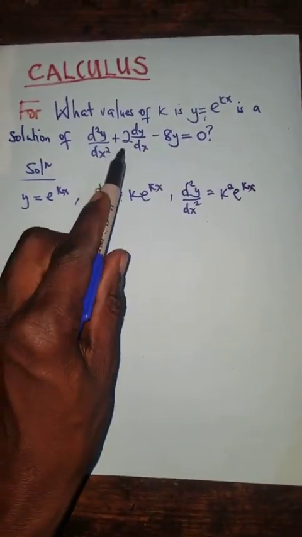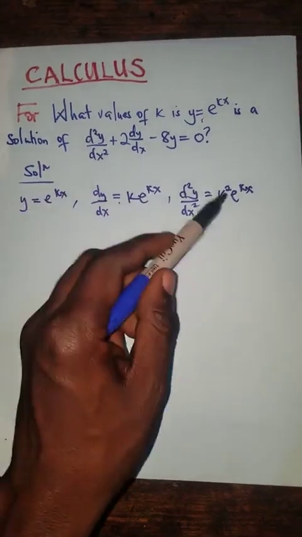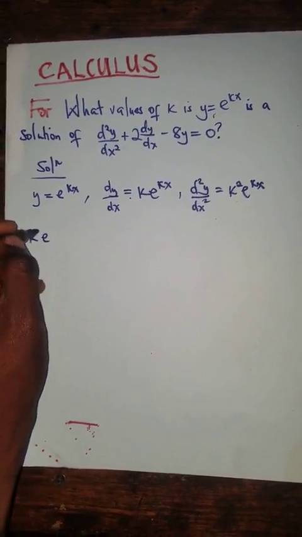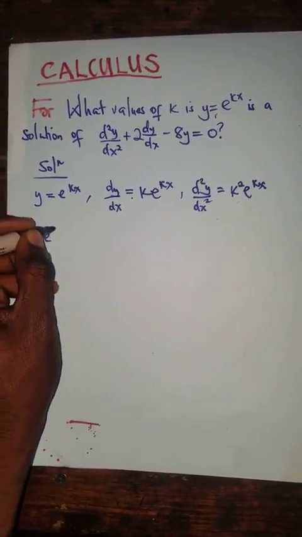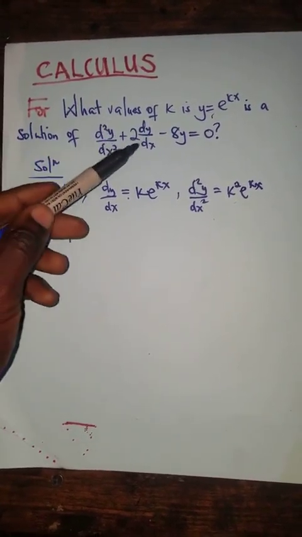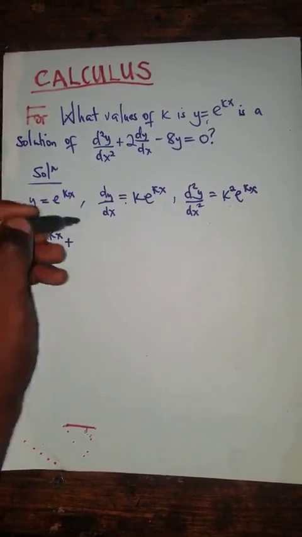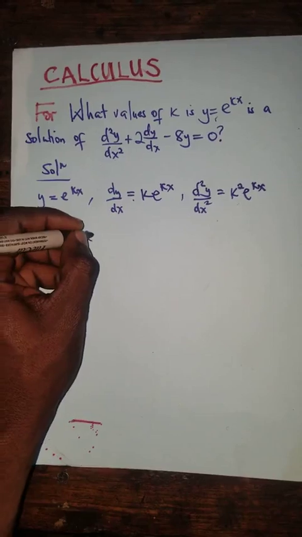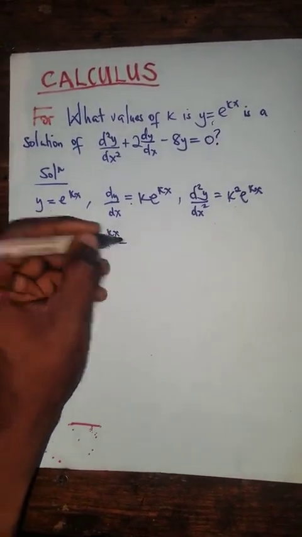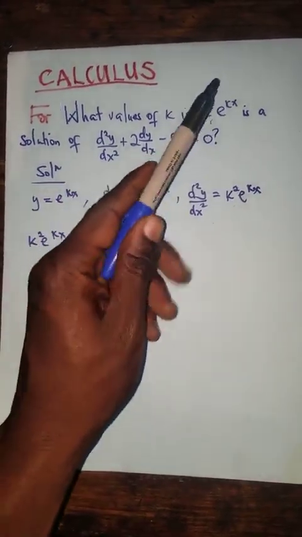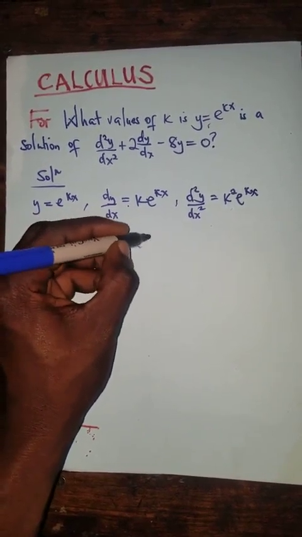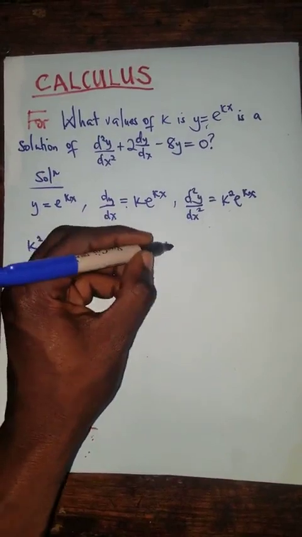Now let's go back to our differential equation and substitute. This gives us k squared e to the power kx, plus 2 times the first derivative, which is 2 multiplied by k e to the power kx, then minus 8 times the function, which is e to the power kx. This is equal to 0.